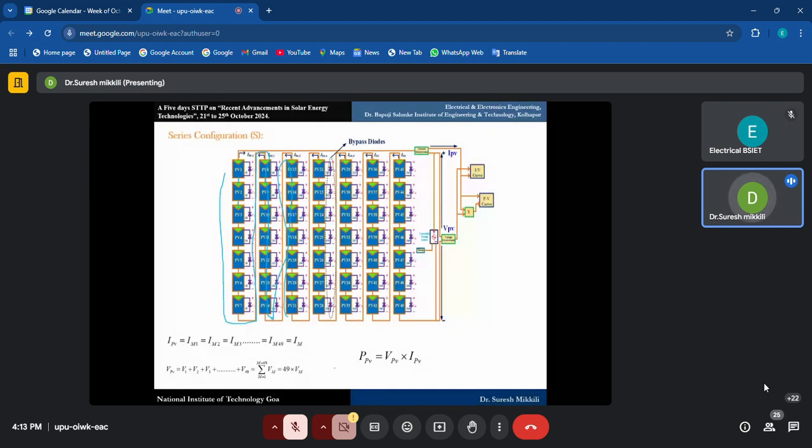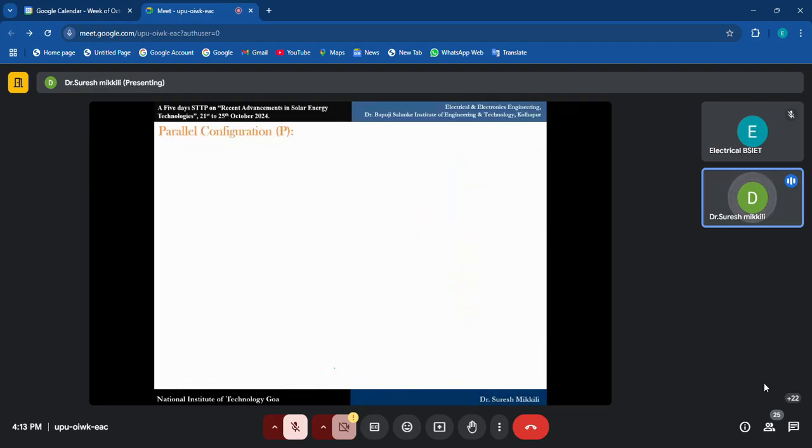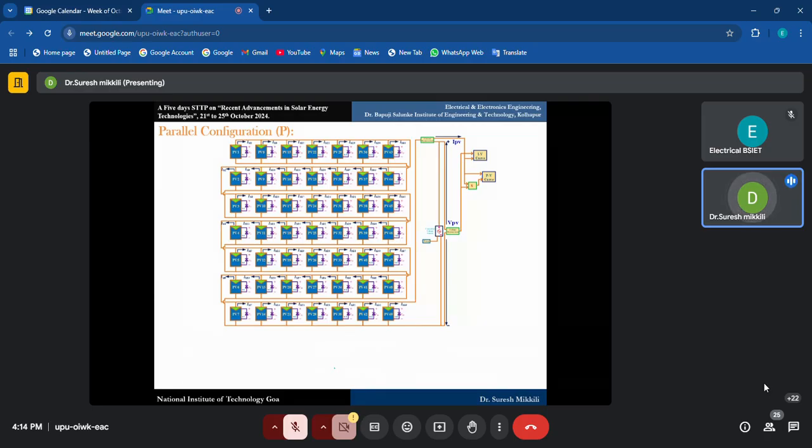Now take the series configuration. If any one module is shaded, the current will change, and obviously power will go down. The current flowing through all 49 modules will be decided by the shaded module. I hope you understand. Now, if it is parallel connected and any one module is shaded, the voltage across the entire string will be decided by the shaded module only. So it should not be purely series connected, and it should not be purely parallel connected.